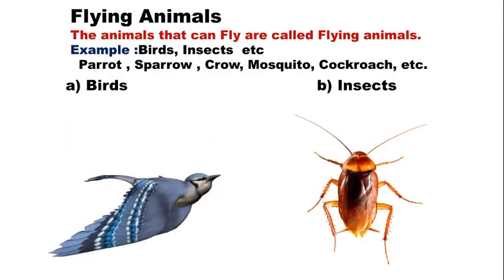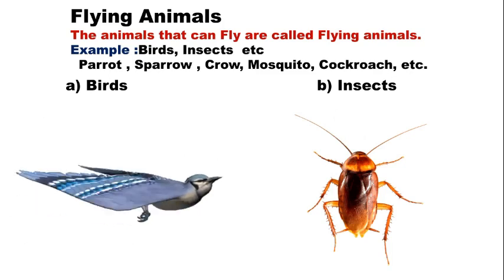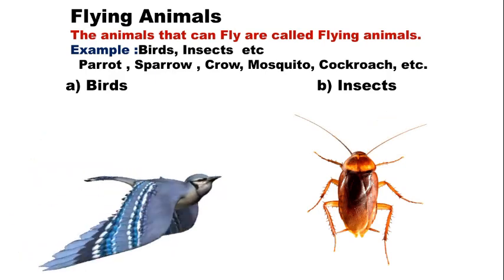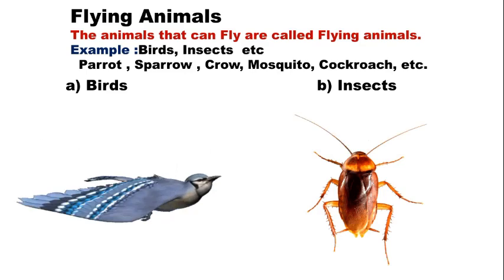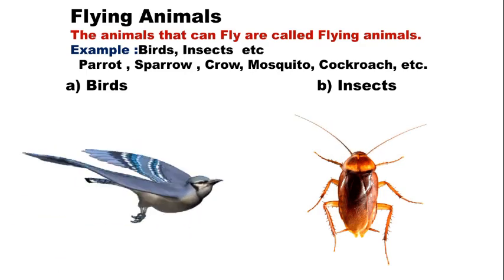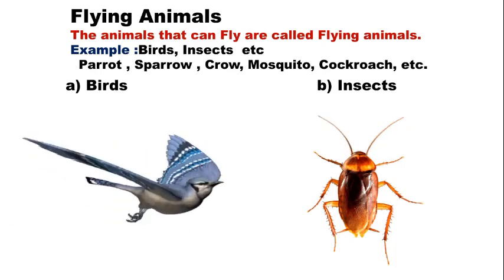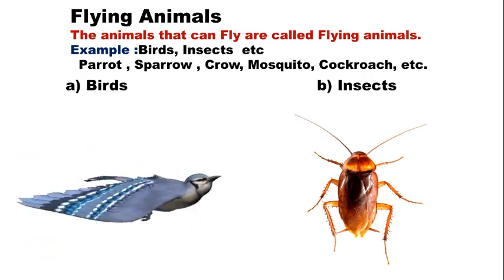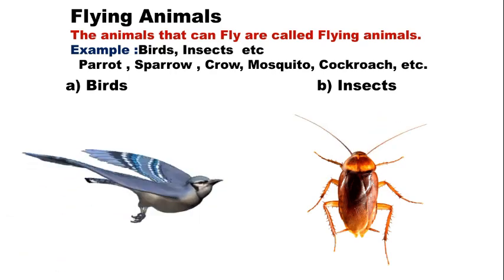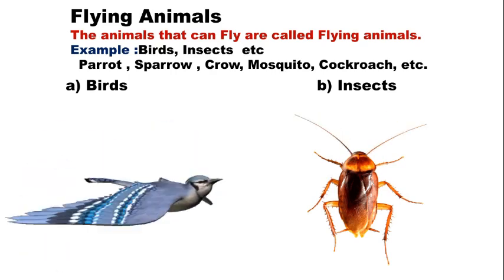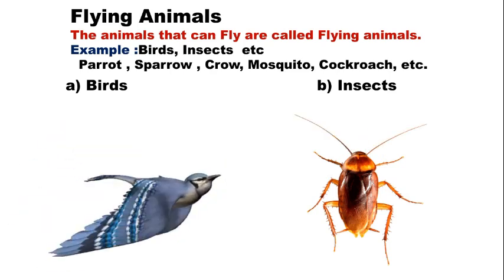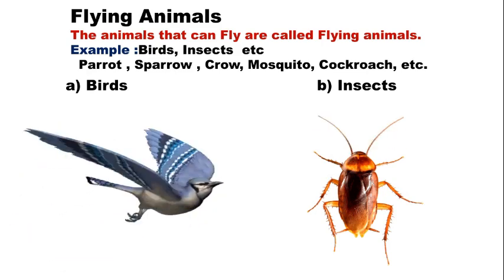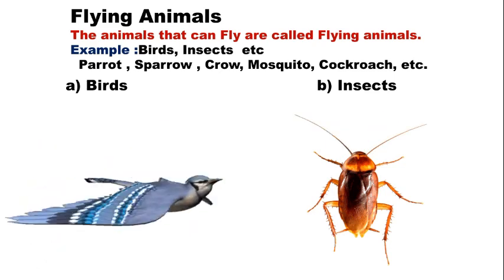Okay, so next one is flying animals. The animals that can fly are called flying animals. So examples are birds and insects. Why? Because birds can fly and insects can also fly. For example, parrot, sparrow, crow, mosquito, cockroach, etc. For example, one bird we are seeing here is flying with the help of two wings, isn't it, children? Yes, and it has two legs also and a beak. This bird's mouth is called a beak. With the help of the beak only, it eats its food.